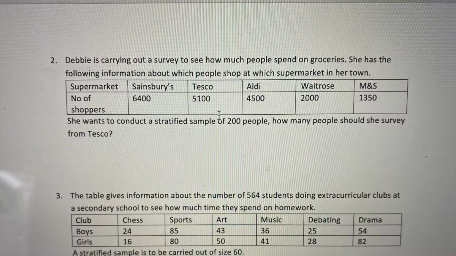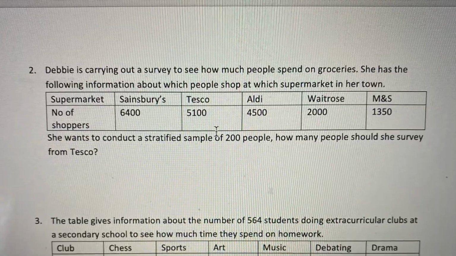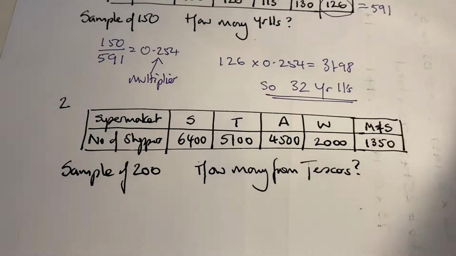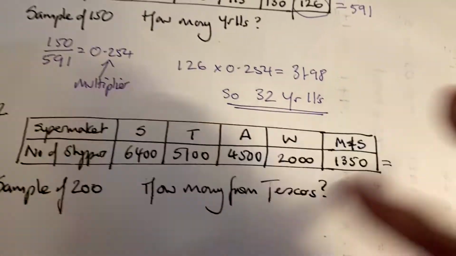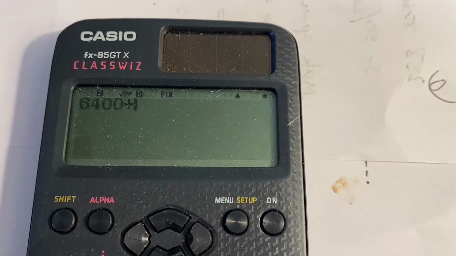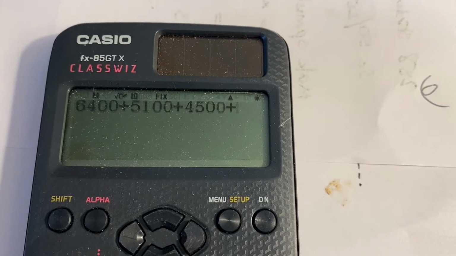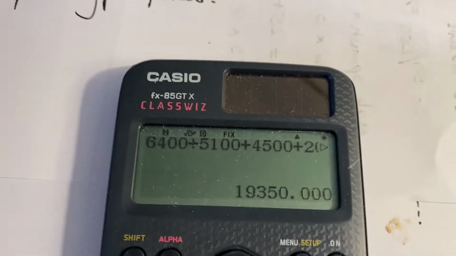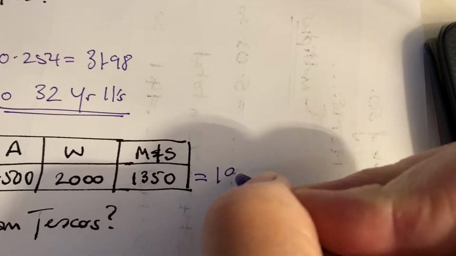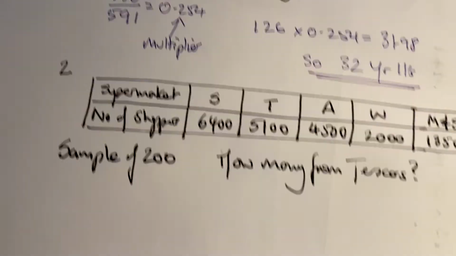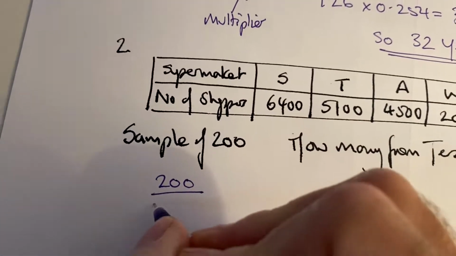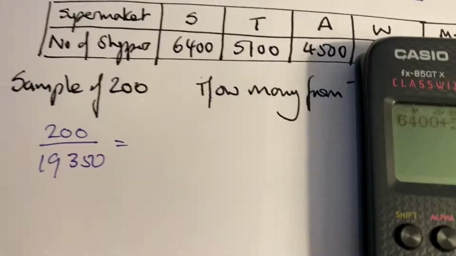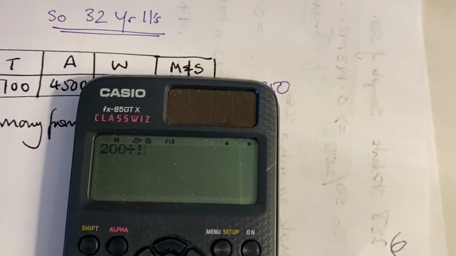Let's go to question 2. Pause and look at question 2. I've got a sample of 200 and I therefore need to know how many people went in total shopping to Sainsbury's, Tesco's, Aldi, M&S, etc. And I find I get 19,350. Therefore a sample of 200 out of 19,350, is it a nice decimal?